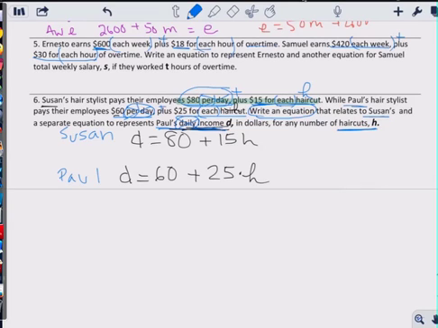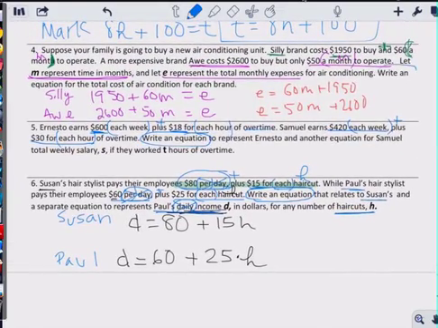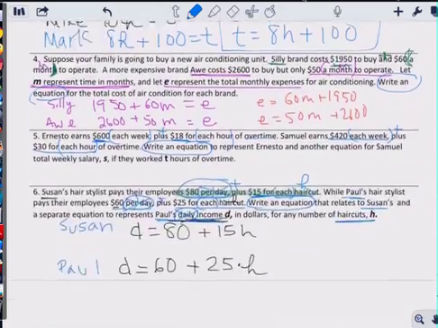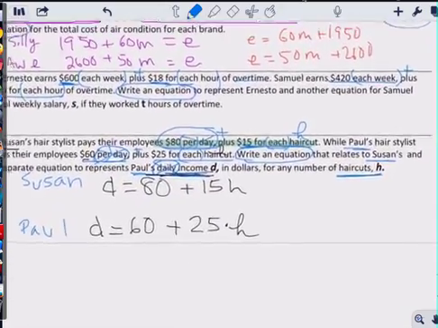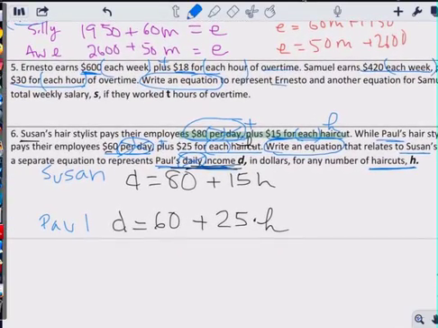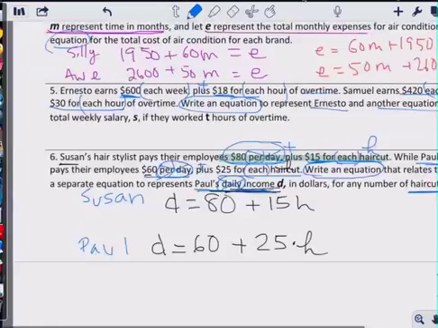Write an equation. Question is, write an equation. Okay. Oh, this one, write an equation also. I'm skipping all the questions, I'm sorry, you guys. You should circle, though. For homework, you should circle the question. Write an equation to represent Ernesto and another equation for Samuel. Okay.